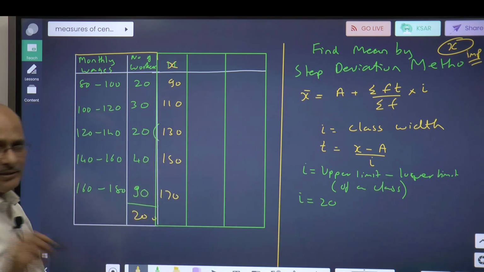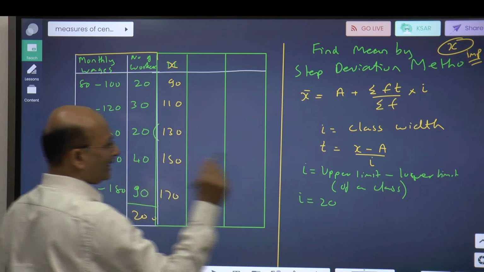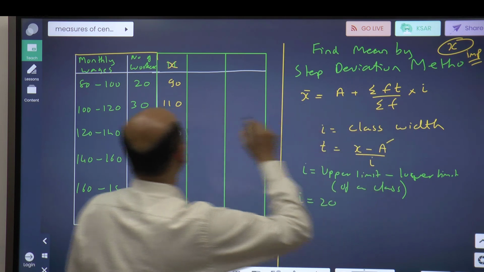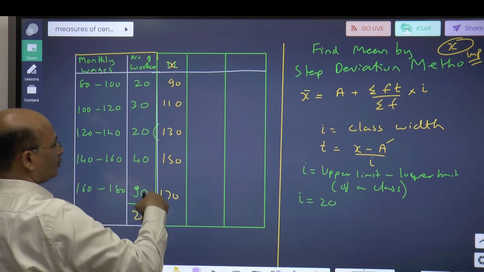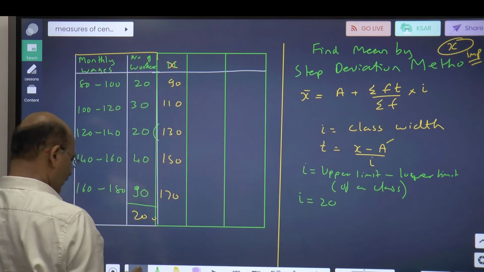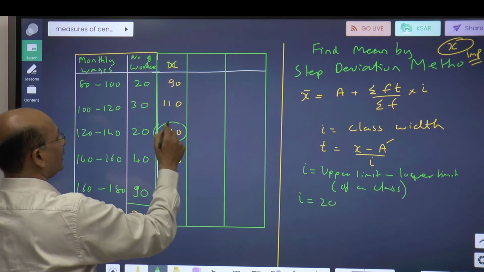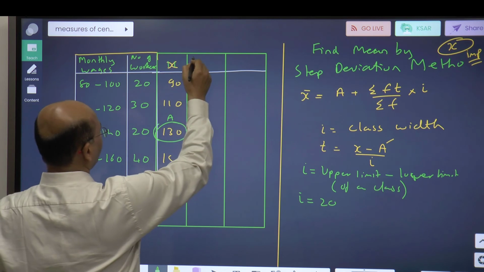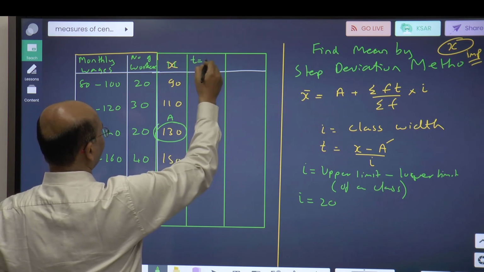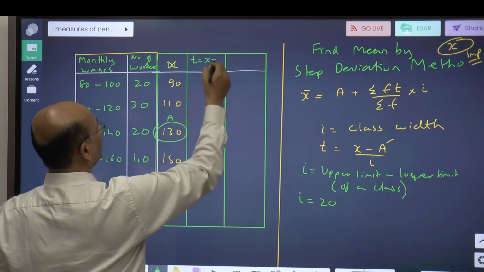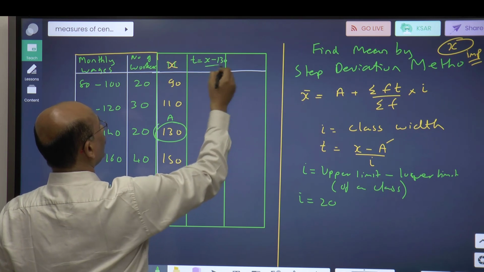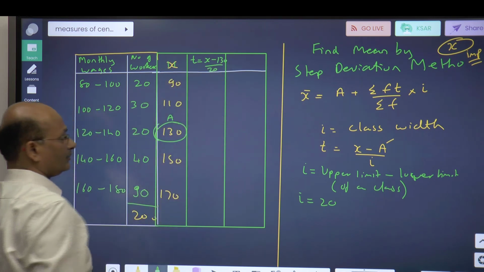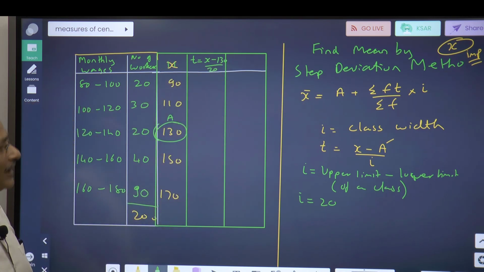So as I said, the assumed mean, the a, is always picked up from x. Keep that in mind. So approximately a mid value I will take. So this I can take as a. Okay, so t is nothing but x minus a upon i, where i is nothing but 20. As simple as that. Very simple now.